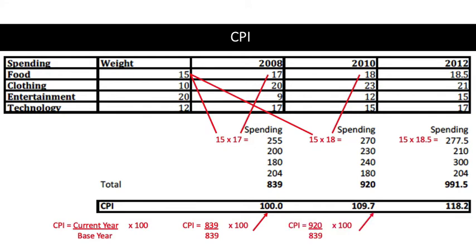In 2010, our spending is now 920. Our base year spending is 839 still. And so 920 divided by 839 times 100 equals 109.7. And so our CPI for 2010 is 109.7. And if you look at 2012, 991.5 divided by our base year of 839 would give us 118.2. I just haven't given it to all of them. So this is how you calculate and create a CPI from baskets of spending and creating a base year as well.